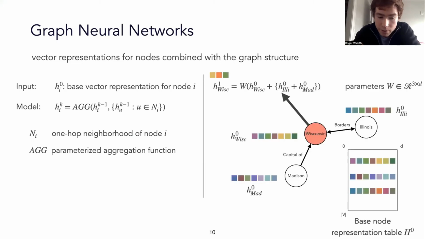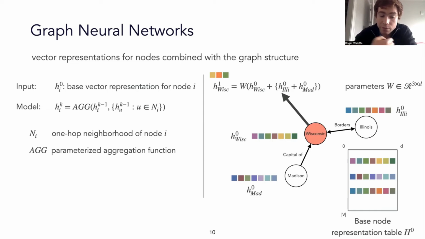For example, here's a graphical depiction of a GNN. So say we want to compute H1 for the node Wisconsin. We can do this by aggregating its own base vector representation with that of its neighbors, Illinois and Madison. And in this case, the aggregation simply performs a summation over the three vectors and then multiplies the result with the learned parameter matrix W to produce a length 3 vector output H1 in this case.